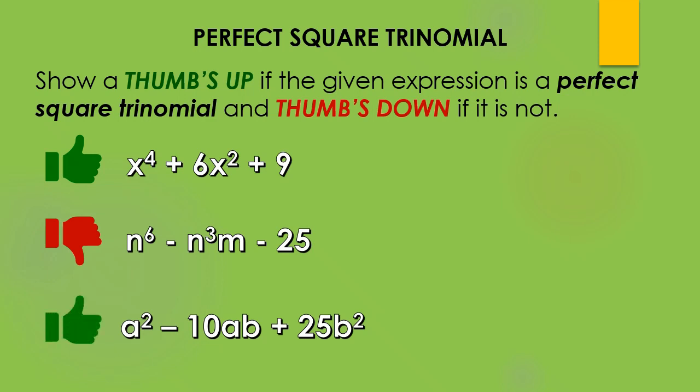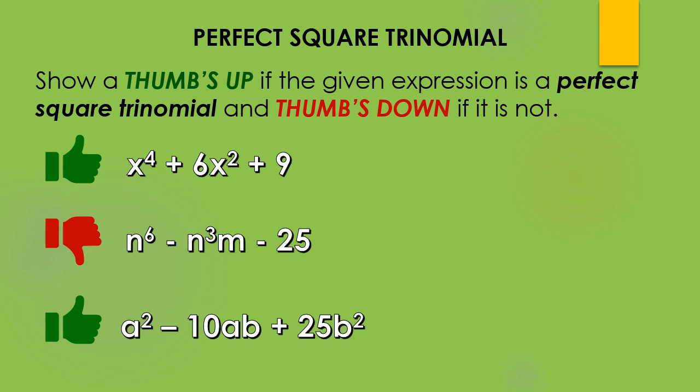The answer is thumbs up. It is a perfect square trinomial because the first term and the last term are both perfect square terms. So a squared is a perfect square term, and 25b squared is also a perfect square term. a squared is the square of a, while 25b squared is the square of 5b. So it appears that our a is a and our b is 5b.